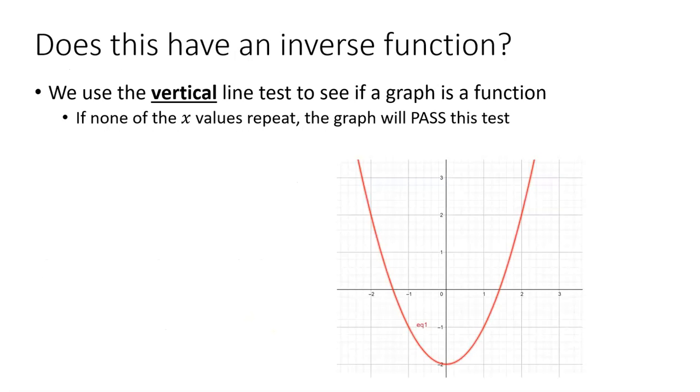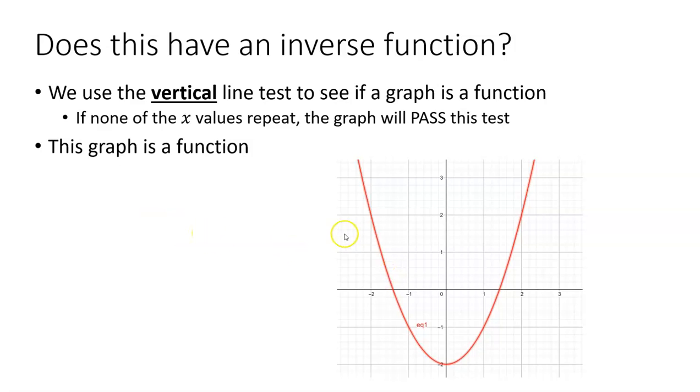Now, let's see if some functions might possibly have inverse functions. You know the vertical line test that we use to see if a graph originally is a function. So this parabola that we see on the screen is a function. If none of the x values repeat, it will pass the vertical line test. And this graph is a function. Everywhere I might draw a vertical line, I'll cross the graph no more than one time. That's because none of the x values repeat.